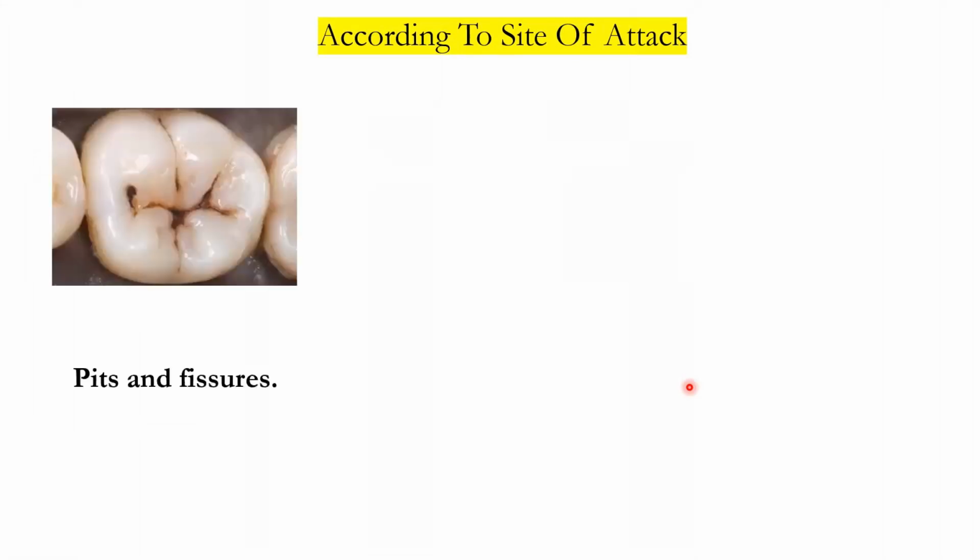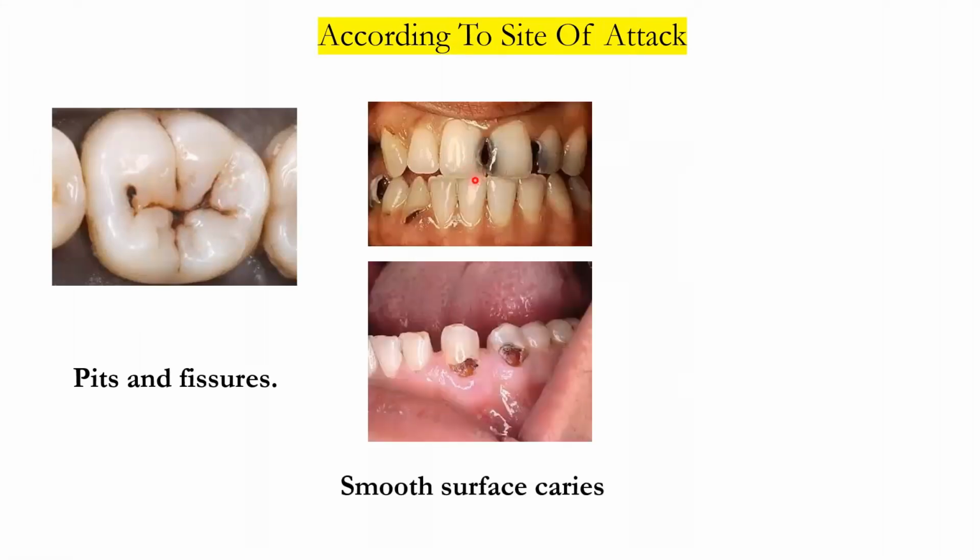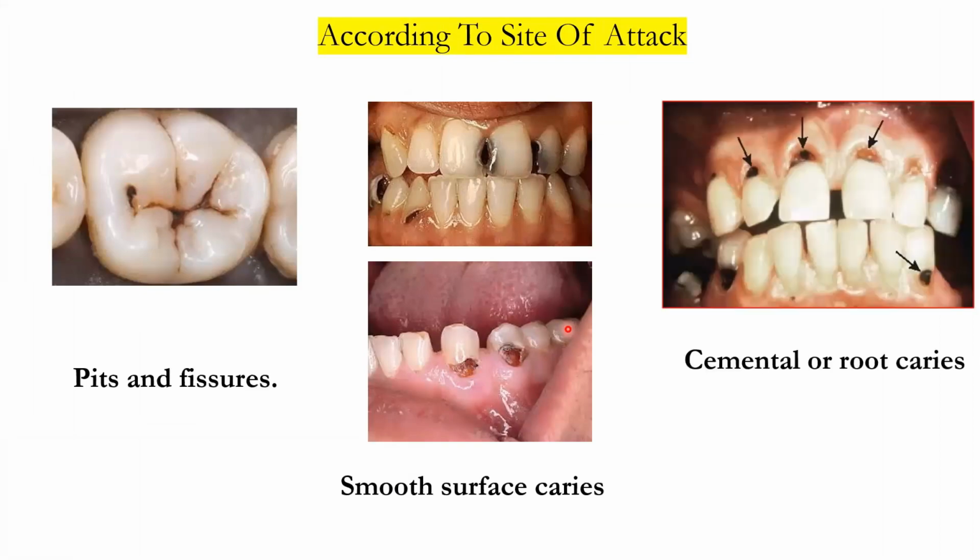Now let's see how it is classified according to the site of attack. I think this is the easiest. Pit and fissure caries involves the pit and fissure of the occlusal surface of posterior teeth. Smooth surface caries involves the smooth surfaces, that is your labial, lingual, and proximal surfaces. And root caries, also called cemental caries, involves the cementum or the root. So this is the classification based on the site of attack: pit and fissure, smooth surface, and root caries.